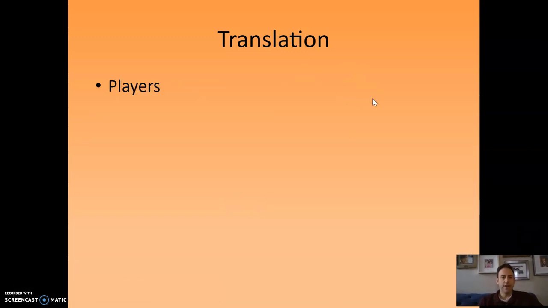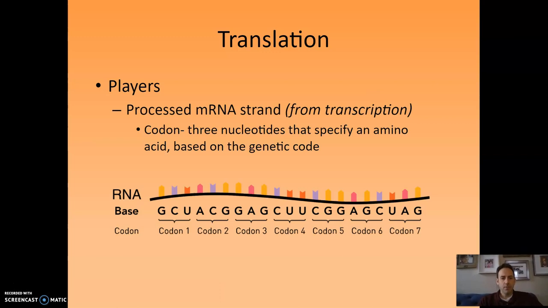Okay, players. Player number one is the processed mRNA strand from transcription. Obviously, in prokaryotic cells, it's just the mRNA strand because there is no processing. And so remember that this processed mRNA strand is broken down into codons, these 3 base units, which are each going to specify a particular amino acid based on the genetic code.